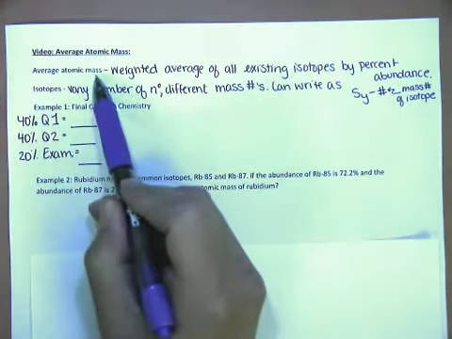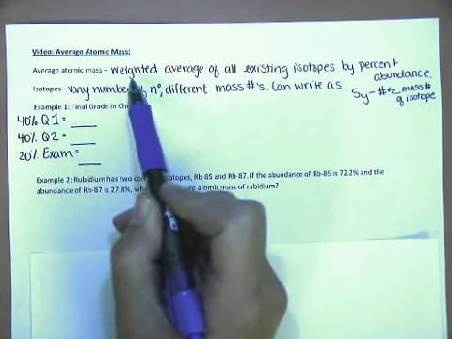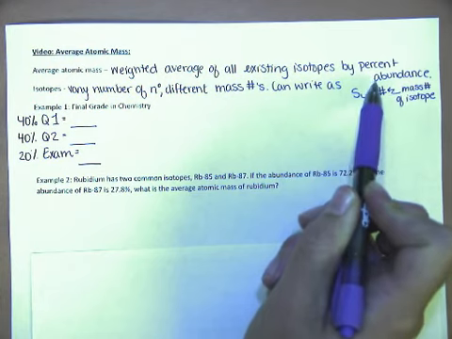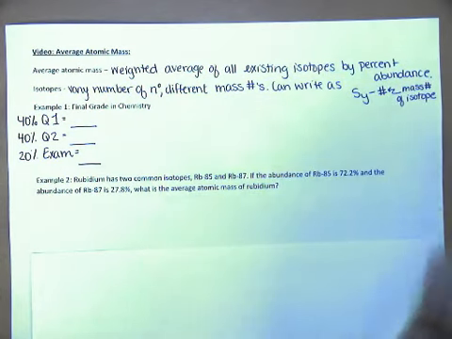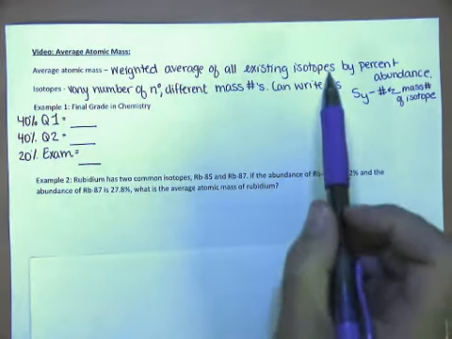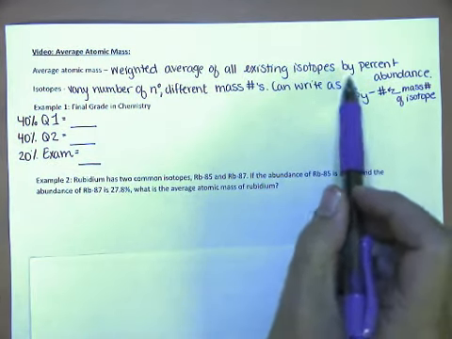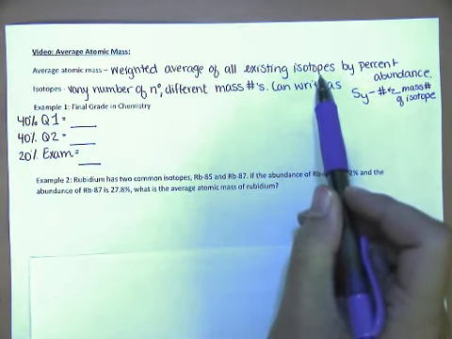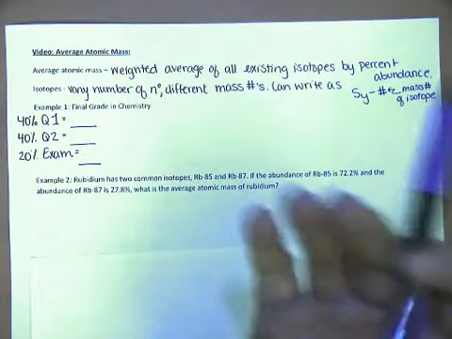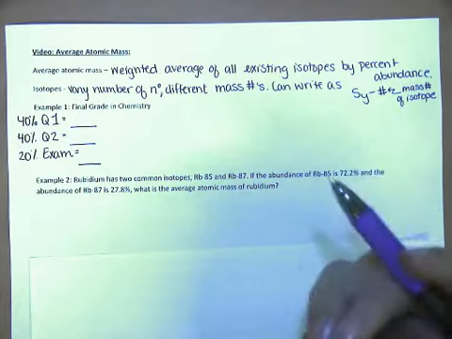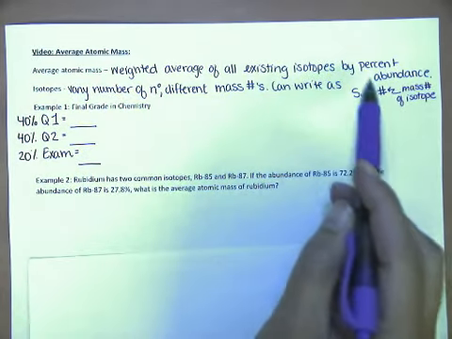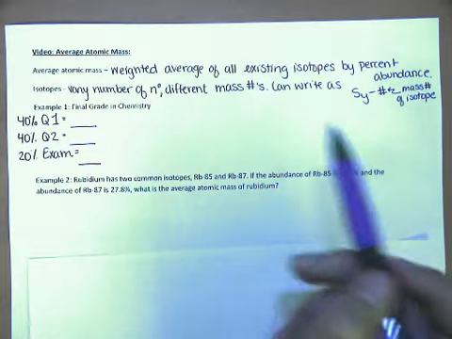An average atomic mass, the number found on the periodic table, is actually a weighted average of all existing isotopes by percent abundance. So scientists have done experiments that have figured out what the different isotopes are and the percent abundance of those isotopes, and that has led us to find this average mass. So if I were to scoop up an amount of an element, the average mass would be about this based off of how many of each isotope are there.